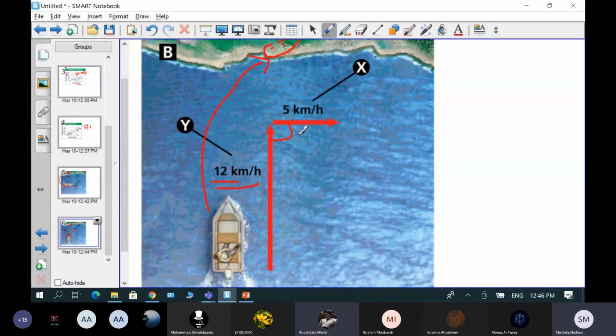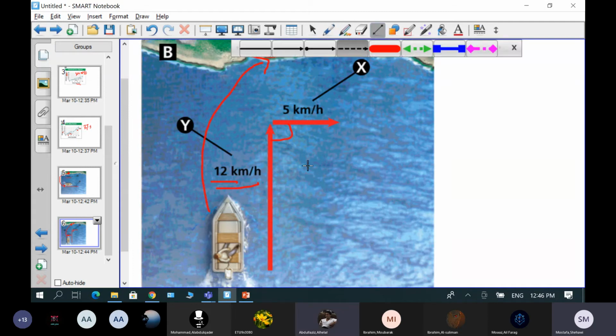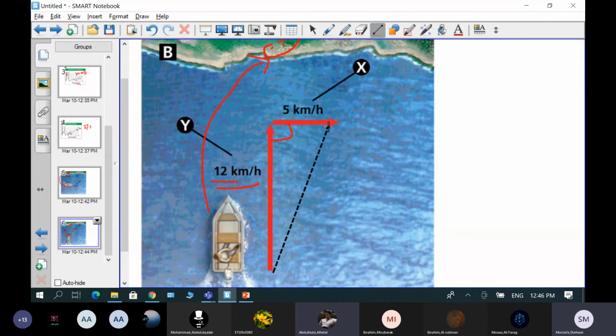Sir, I forgot the rule. It's called the Pythagorean theorem. Do you know what the Pythagorean theorem is? I forgot the rule. Yes, it's here. Pythagorean theorem.